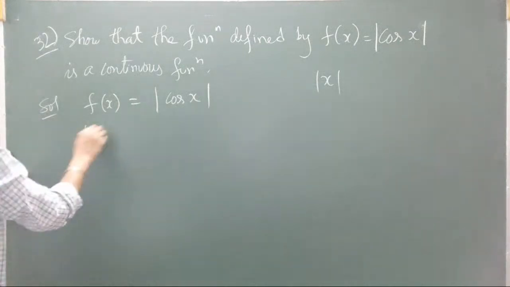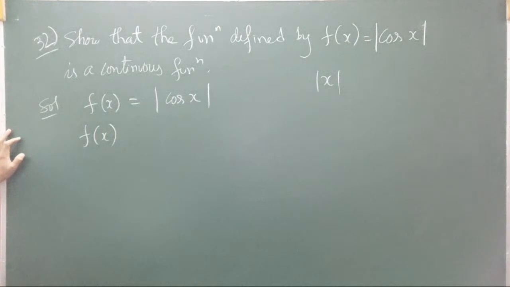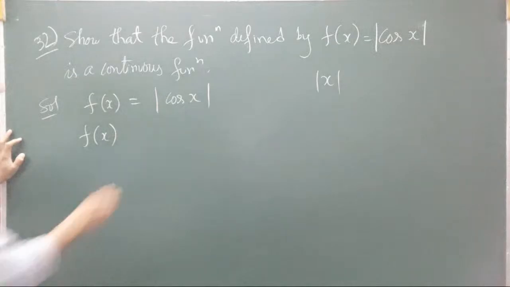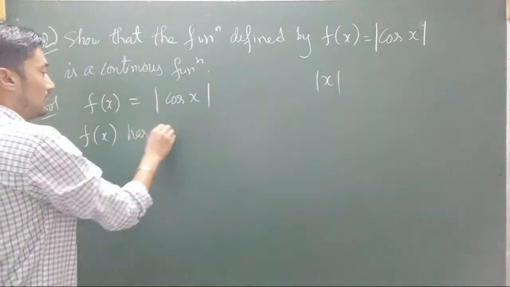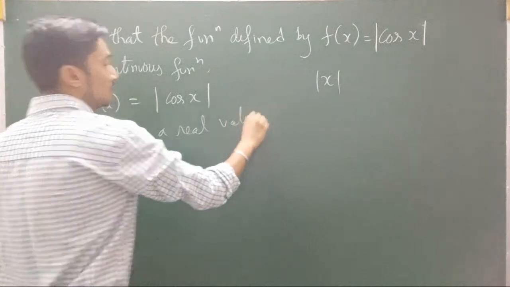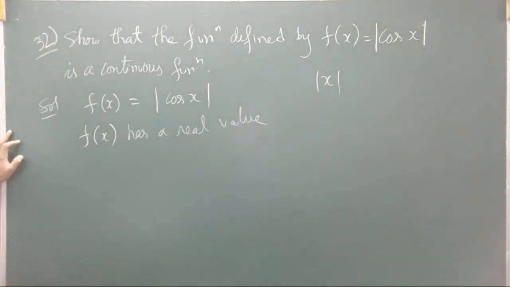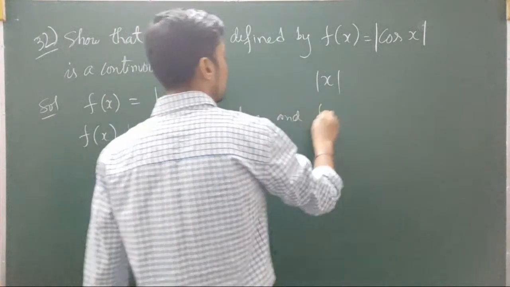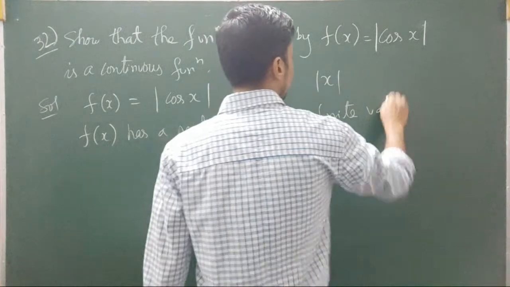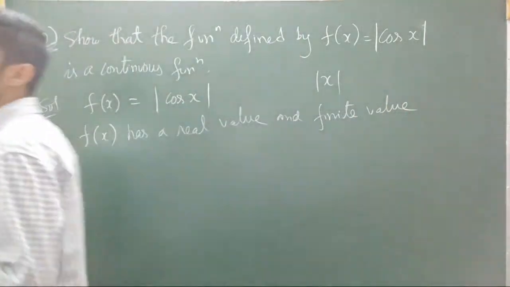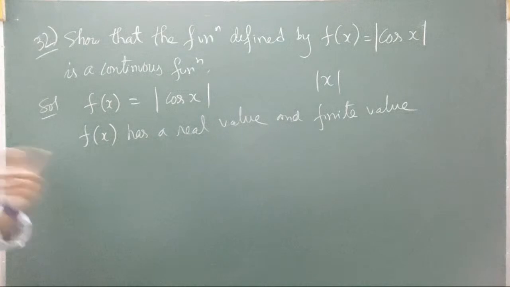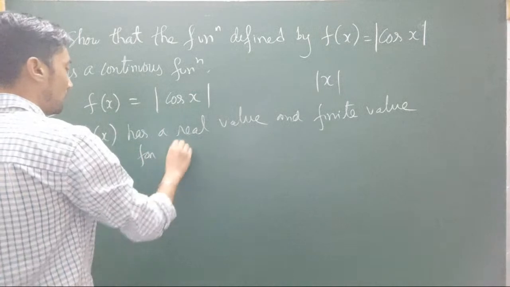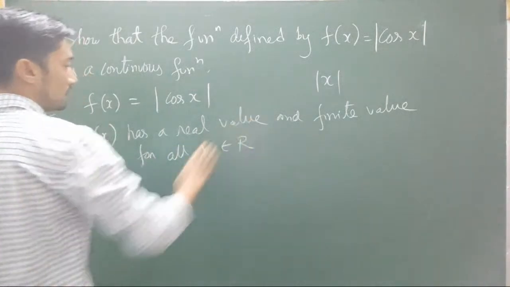Of course, one thing is very clear, that f of x, that's mod of cos x, definitely has a real value. Cos x will always give you a finite value, isn't it? Real and finite. Yesterday I told you about sine. It lies between +1 and -1. Likewise, cos also will lie between +1 and -1, for all x belonging to the set of real numbers.